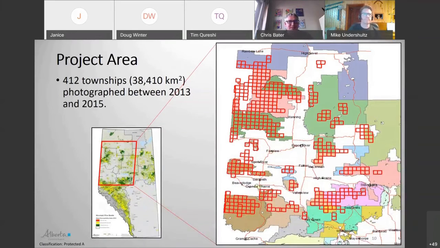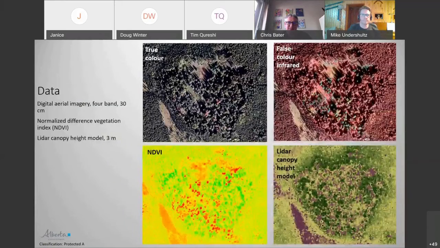We collected imagery over 412 townships that had heavy pine content, all at 30 centimeter spatial resolution. The imagery collected was 4-band: red, green, blue, and near infrared.